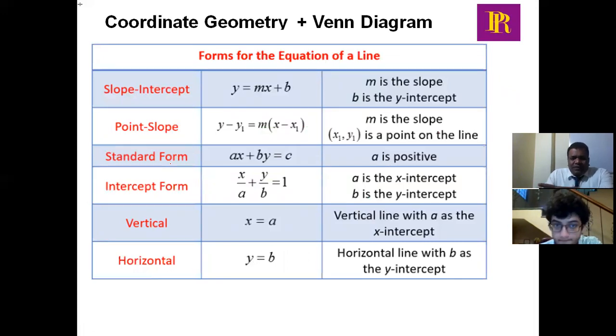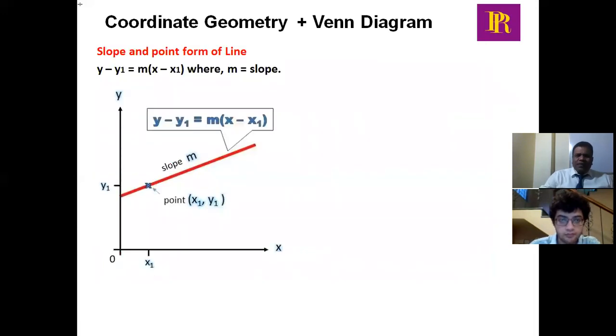Now, these are the different formats of lines that we are going to discuss one by one: slope-intercept form of a line, point-slope form of a line, standard form of a line, intercept form of a line, vertical line, and horizontal lines. So let's discuss one by one. I'll start with the first one, the point and slope form of a line.